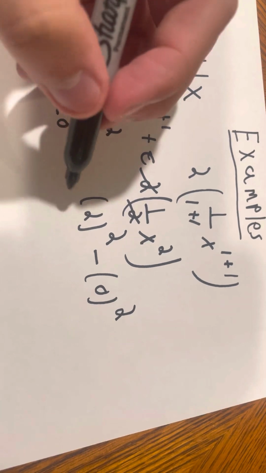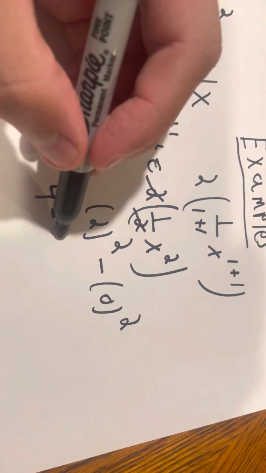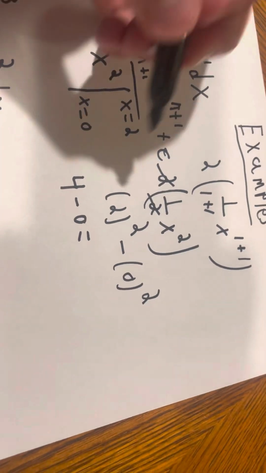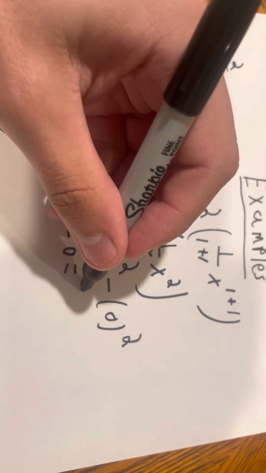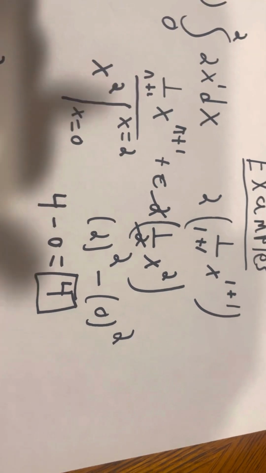2 times 2, or 2 squared, is going to be 4, and then anything that is multiplied by 0 is going to give us 0 in this case. So 4 minus 0 is going to be 4, and therefore we have evaluated it. So that is one example.